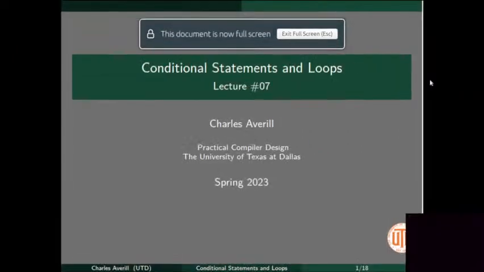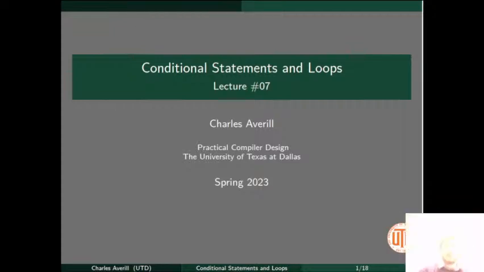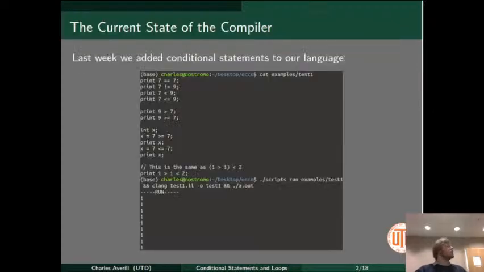Today, our topic is going to be conditional statements and loops. Might seem like a lot. We're going to do if statements, while loops, and for loops, but if statements are the main work here. While loops are a special if statement that has a jump at the end, and for loops are a special case of while. So those are going to be super easy to implement.